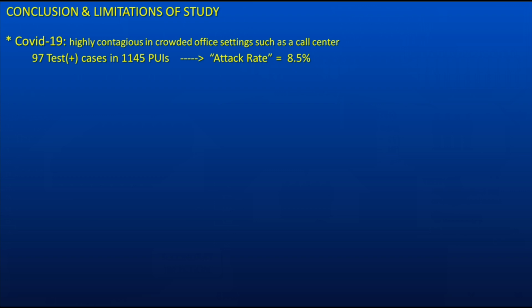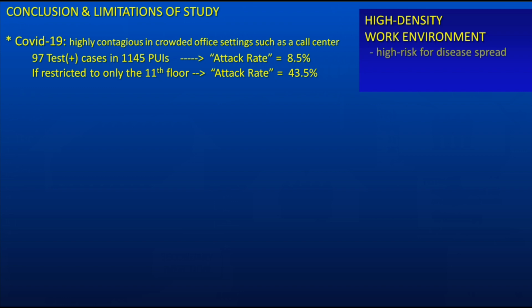In their conclusion, the investigators noted that COVID-19 is a highly contagious disease in crowded office settings, such as a call center. They noted an attack rate of 8.5%, meaning 97 test positive cases in a total of 1,145 PUIs. However, when restricted to only the 11th floor, then the attack rate is 43.5%. And thus, a high-density work environment provides a high risk for COVID-19 disease spread, as well as a potential source for further transmission or secondary infection.